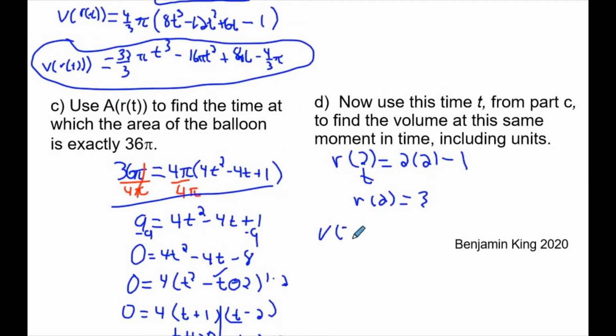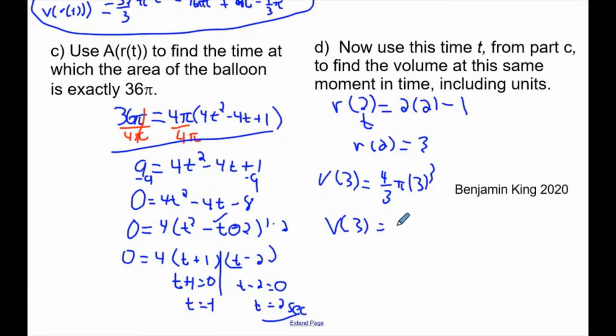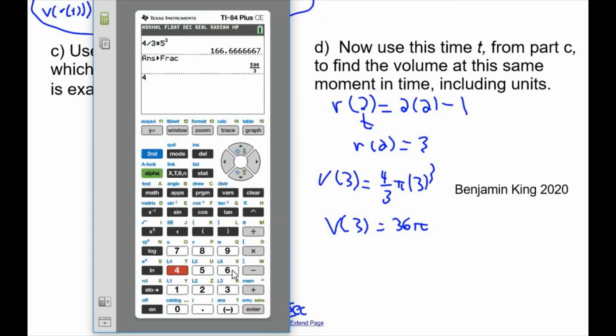So the volume at 3 radius is 4/3 pi 3 cubed. 3 cubed is 27. And 27 divided by 3 is 9. 9 times 3 is 36. Again, let's double check that on the calculator, and then I think I understand why this other question is being asked. So 4/3, leave the pi out, 3 cubed, and that gives us 36.